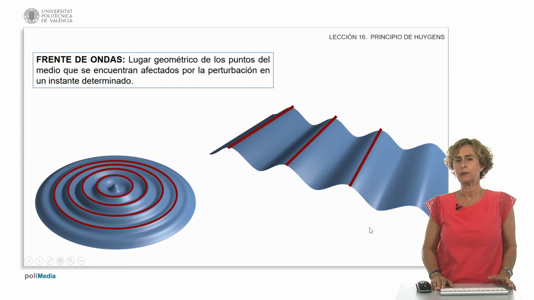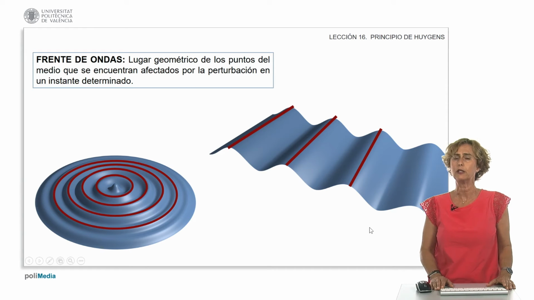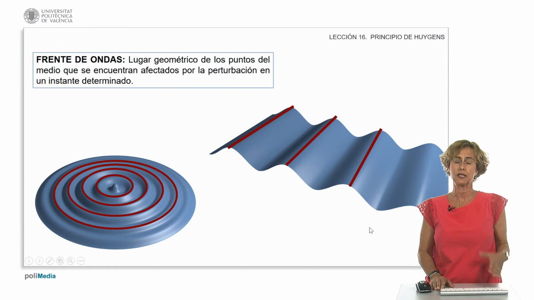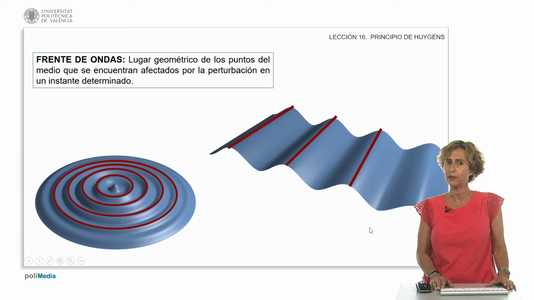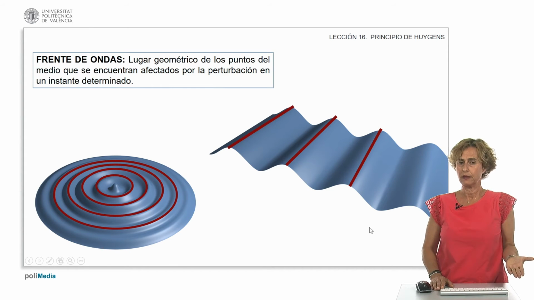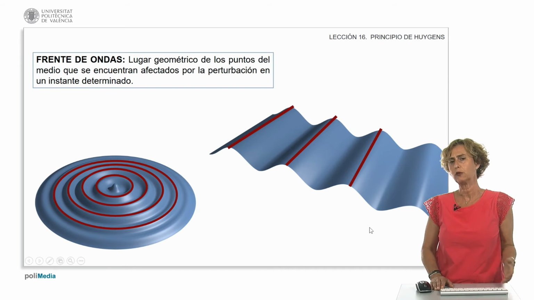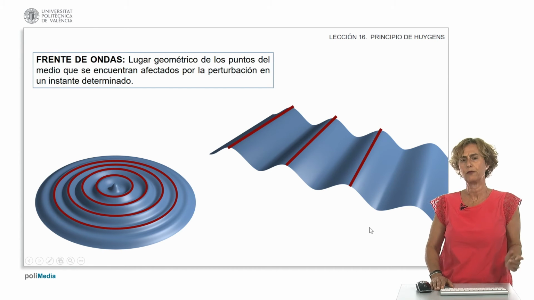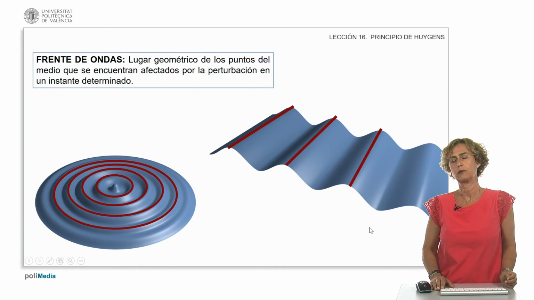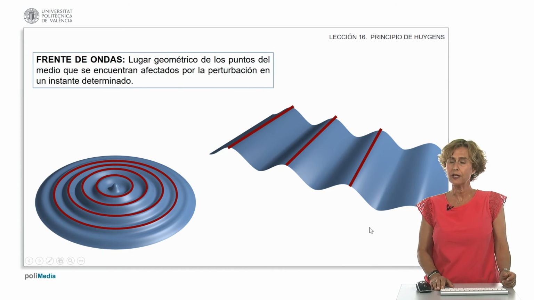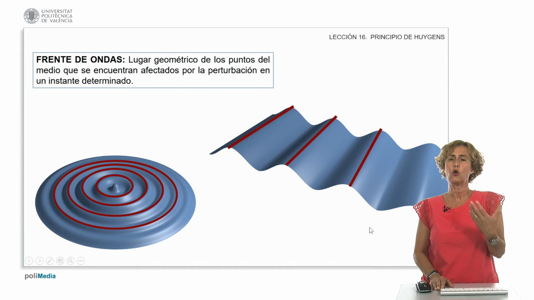Wavefronts don't always have to be concentric circles, okay? The wavefront is the geometrical location of the points of the medium that are affected by a disturbance at a given instant. They can be concentric circles, they can be planes, or any other shape of a wavefront. But why is it important that we know the wavefront? Because knowing how the wavefront propagates, we have information of the wave propagation. That is why we emphasize this.